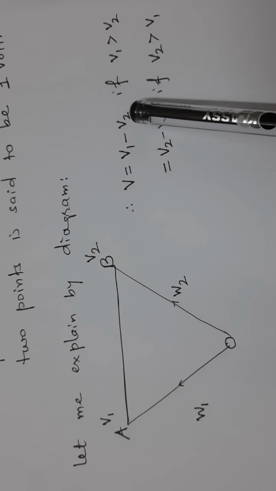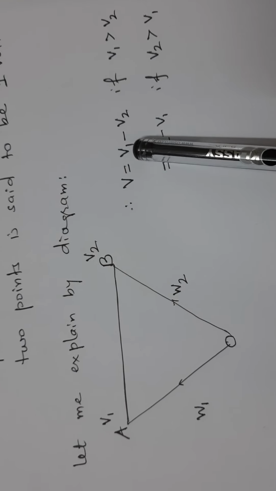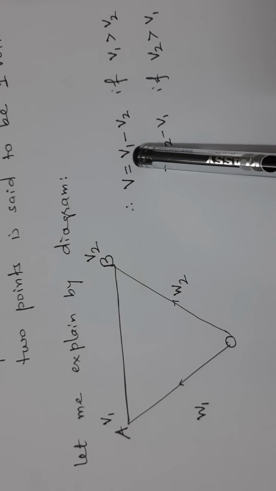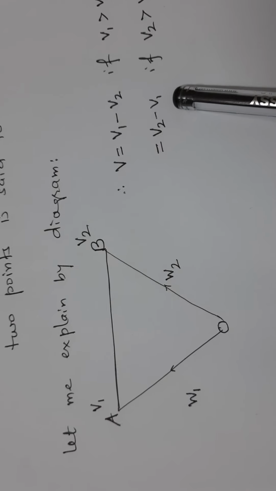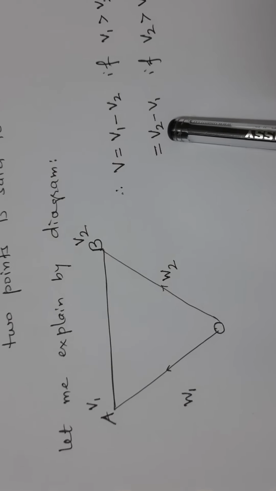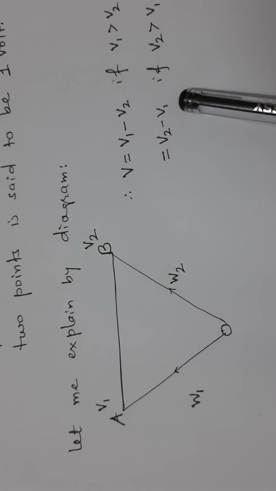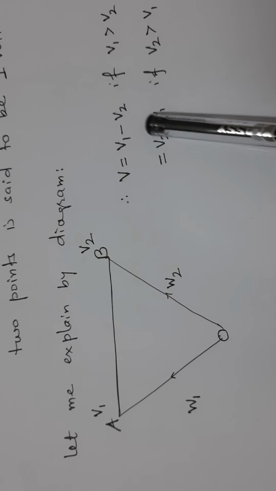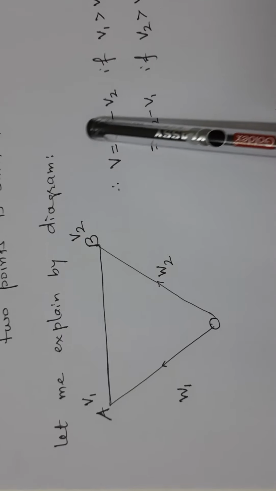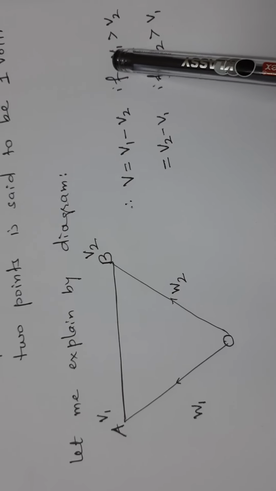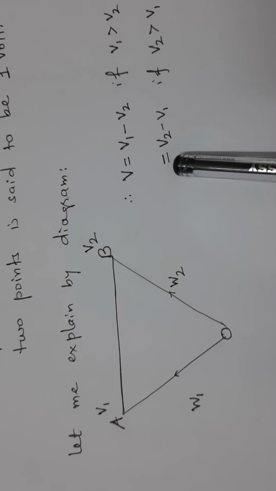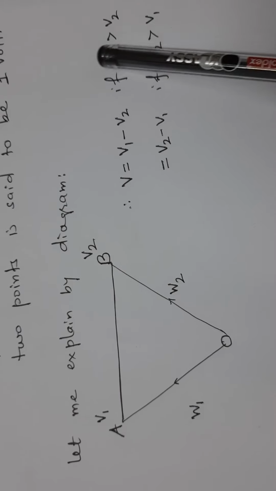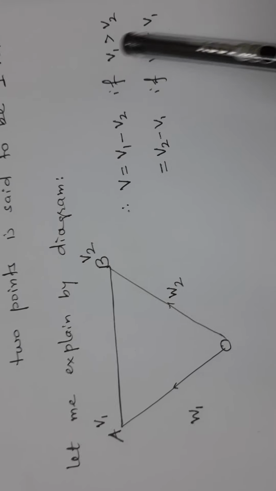It is V1 minus V2. Obviously, V1 is greater than V2. Or it can be V2 minus V1 if V2 is greater than V1. Now, out of the two, whichever is at higher potential, whichever is bigger, V1 in this case, V2 in the other case, is said to be the positive terminal.